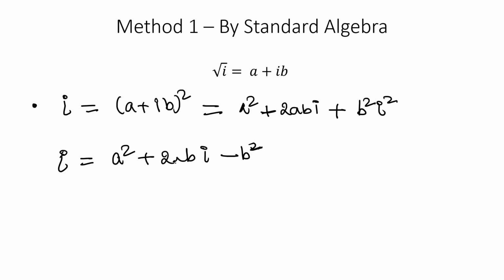This is twice ab into i. What we can do here is put both real terms together so that we have a coherent looking equation: i equals a square minus b square plus twice ab into i. This is what we are getting. On the left hand side we have a complex number i, and on the right hand side we have another complex number. Both LHS and RHS will be equal if their real parts as well as imaginary parts are equal.